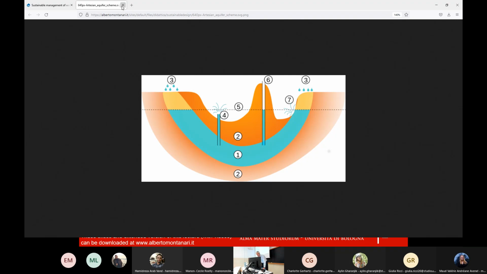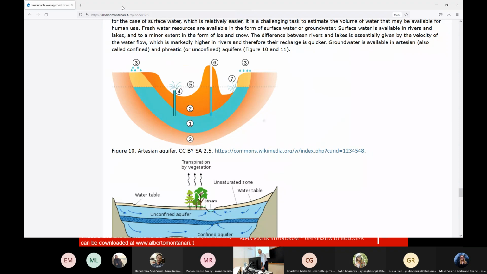Yes, another question from the room? Yeah, I like it, so I'm just trying to understand. The confined layer is... there is an unconfined layer like around it? Yes. On the top and on the bottom?